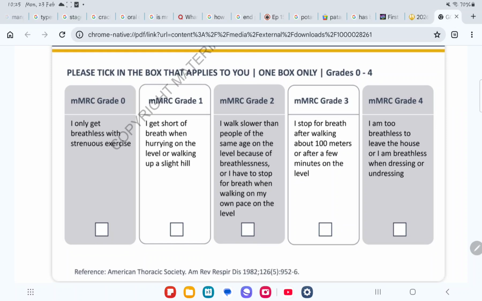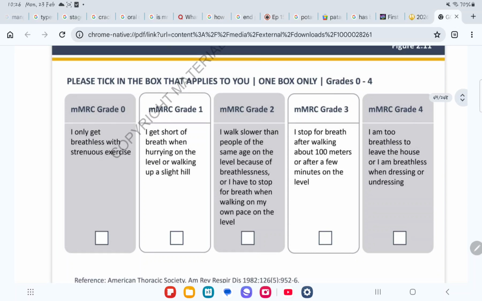Then MMRC classification. MMRC grade 0 is getting breathless with very heavy exercise. MMRC 1 is walking up a slight hill, shortness of breath. Grade 2 is shortness of breath on walking at normal level. Grade 3 is walking about 100 meters. And 4 is breathless at rest or breathless with very minimal task.